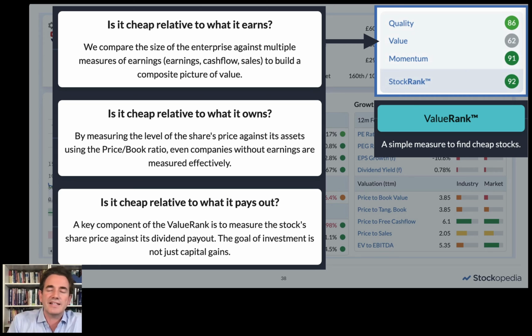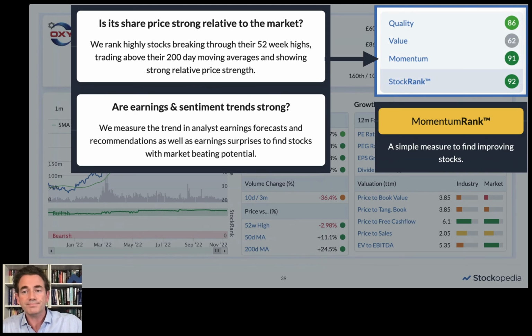And also, is it cheap relative to what it pays out in dividends? As an investor, if you ever had a dividend check, it's a very nice thing to have. Thank you very much, company. Those earnings are shared with investors to a certain extent through dividends. And cheap shares have a tendency to beat expensive shares.